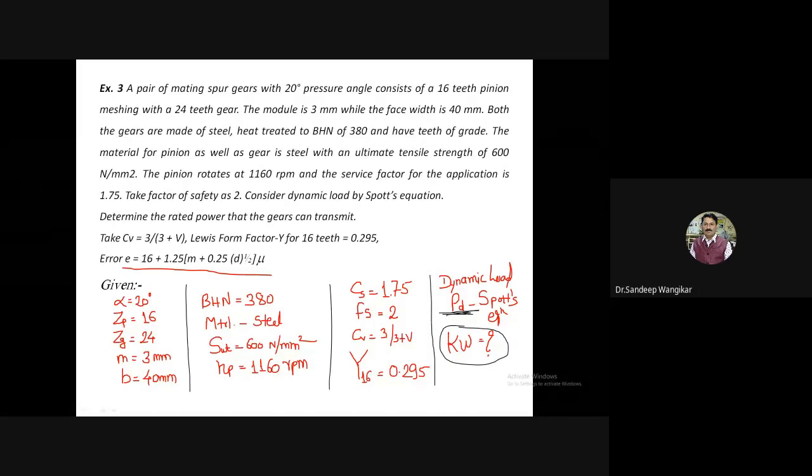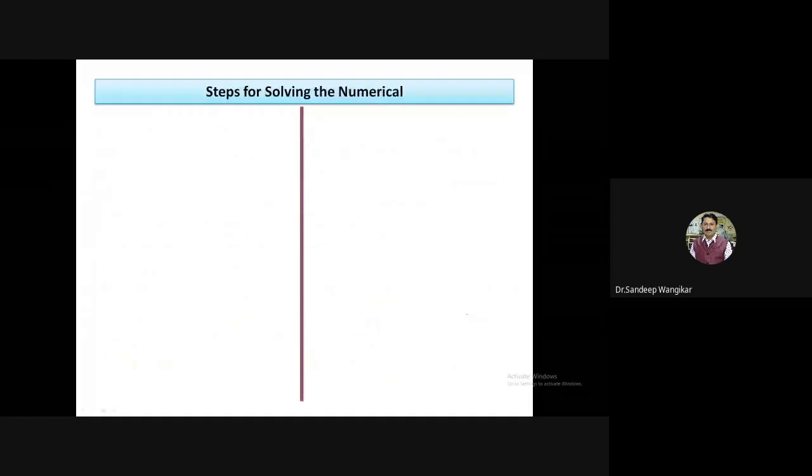Okay. So let us proceed to next. I will explain first the steps for solving this. So in this problem, some surplus data is given. So those one by one step I will mention. So very first we will be calculating. Step number 1, I will be calculating beam strength.